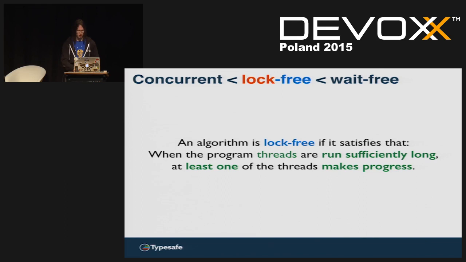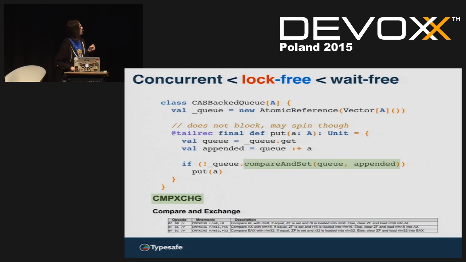How does it look in an implementation? So here I'm using Scala, but the general idea applies to any language actually, because the core of this algorithm is actually compare exchange. So it's an opcode implemented by most processors nowadays, Intel at least, and the Intel family. So compare exchange takes two values, compares them, if they are equal, it swaps in the second value that you gave it. So in this example, it's compare and set. I compare the queue to a queue value that I got in the first line of this method.